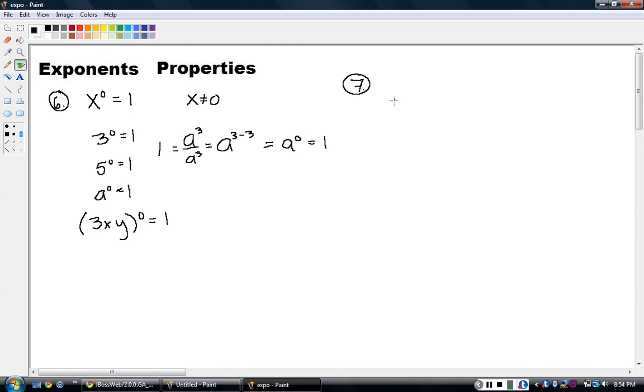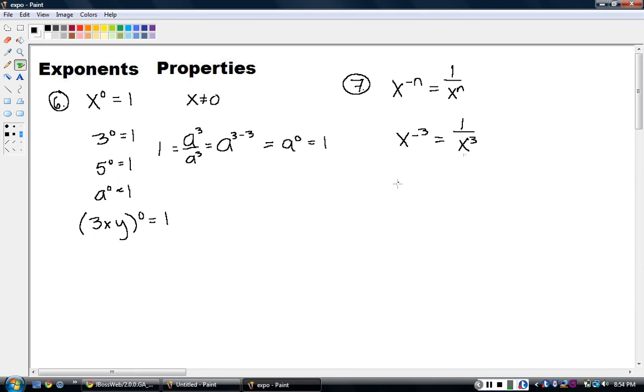So we'll see this a lot in this chapter. We don't want negative exponents in our answer. So what does a negative exponent mean? That is, a number raised to a negative power is 1 over that number to the positive power. Okay. For example, x to the negative 3 is the same thing as 1 over x to the third.